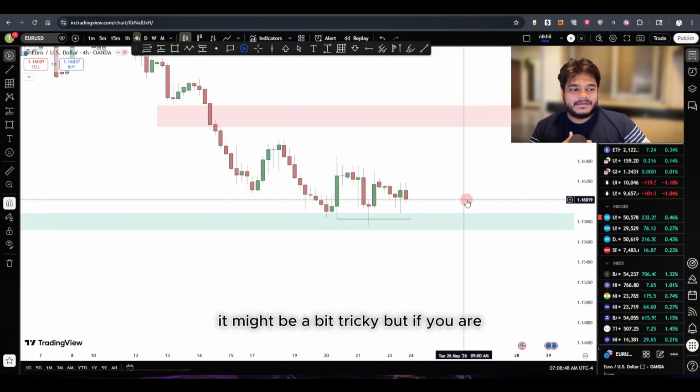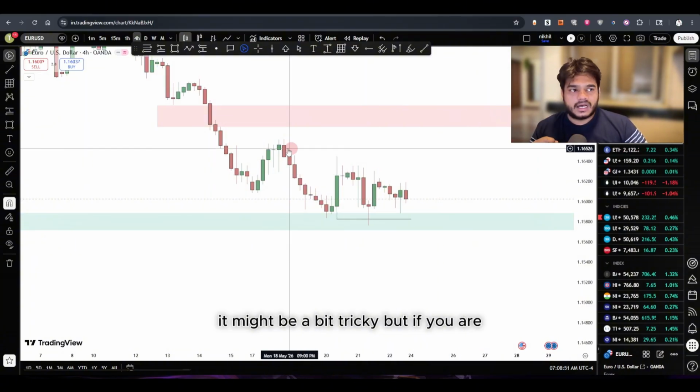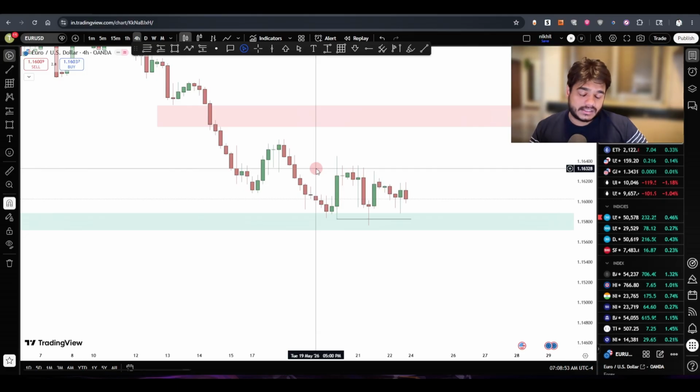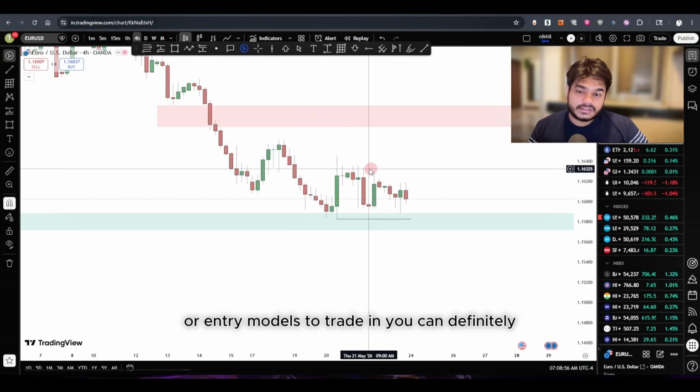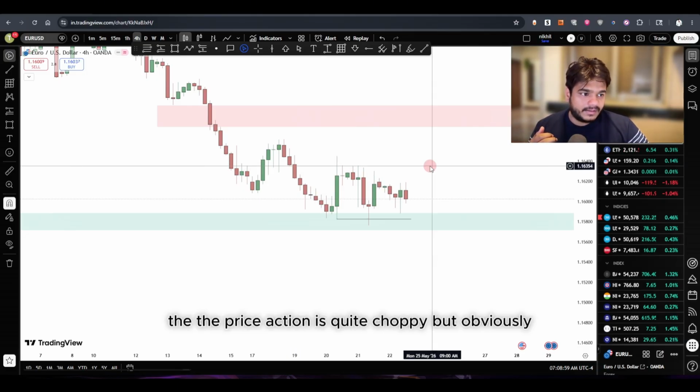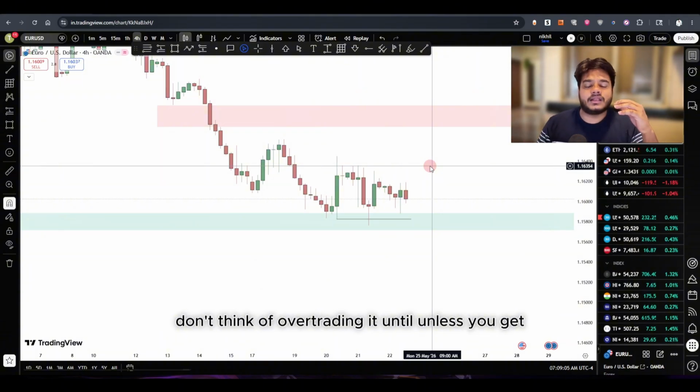Okay, it might be a bit tricky, but if you are good with your price action, if you have a certain set of rules or entry models to trade in, you can definitely trade this. The price action is quite choppy, but obviously don't think of overtrading it unless you get an A plus setup.